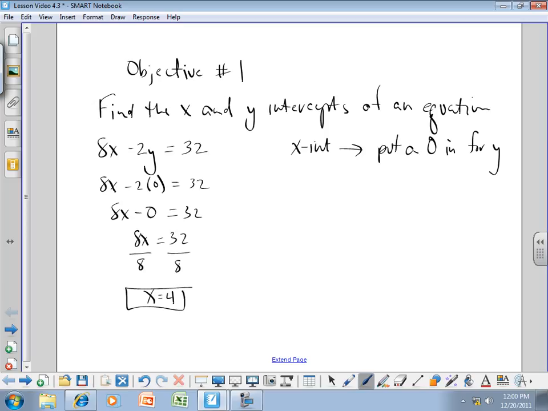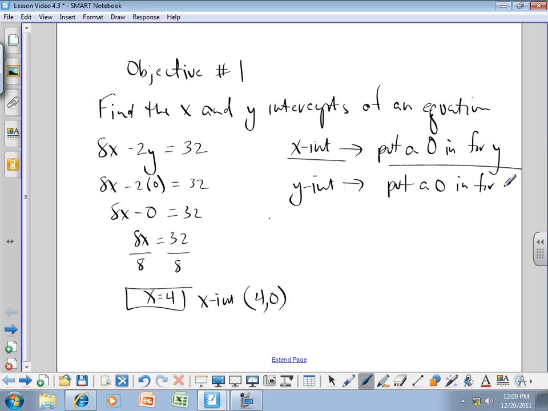And this, my friends, is the x-intercept. If you were going to show me that as an ordered pair, it would be 4 for the x value. And what did we put in for y? Oh yeah, a 0. Okay? So to find the x-intercept, what do you do? You put a 0 in for y and you solve. Well then, I wonder how we're going to find the y-intercept. You're pretty smart. Put a 0 in for x.